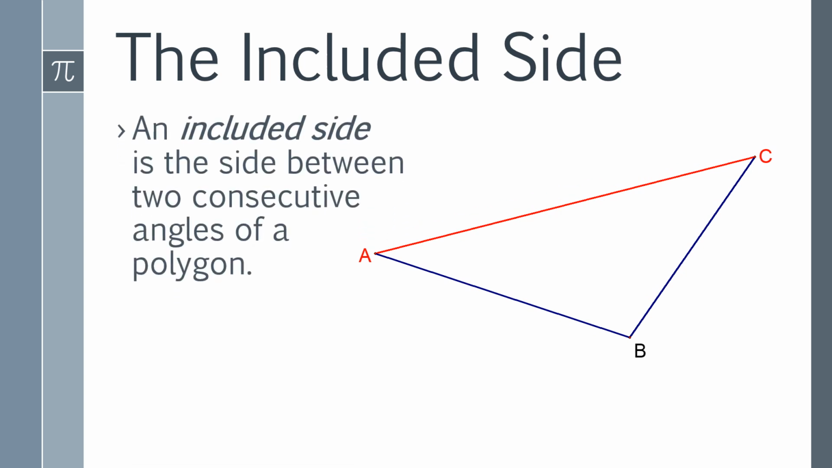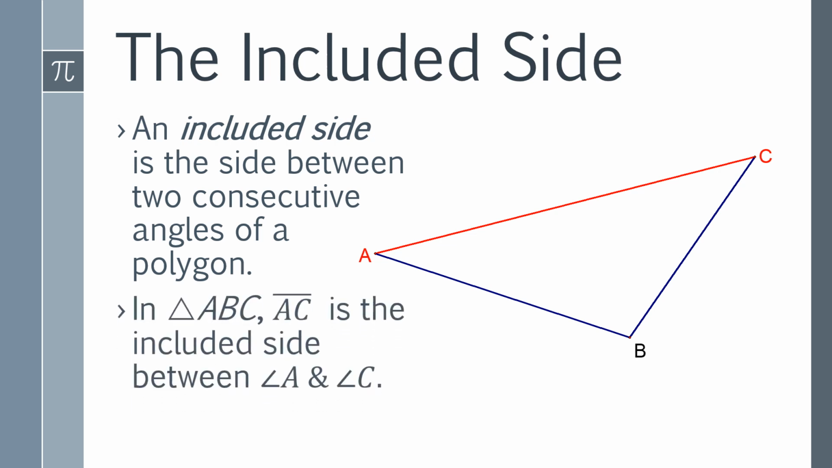Okay, so an included side is the side between two consecutive angles of a polygon. So, if we look at triangle ABC here, segment AC is the included side between angle A and angle C. The included side, it's between the two angles.